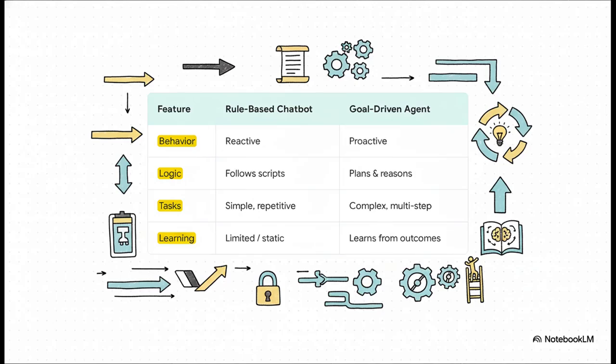This table really sums it all up perfectly. On one side, you've got your reactive chatbots that just follow scripts for simple tasks. And on the other, you have these proactive agents using the PAR loop to reason, to execute really complex workflows, and, most importantly, to learn from their outcomes through reflection.